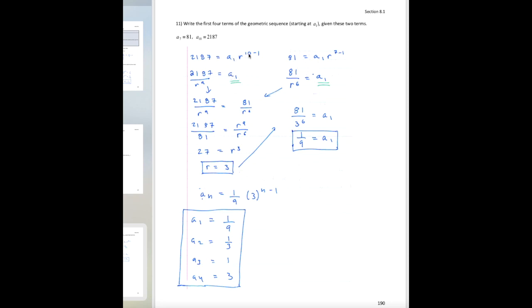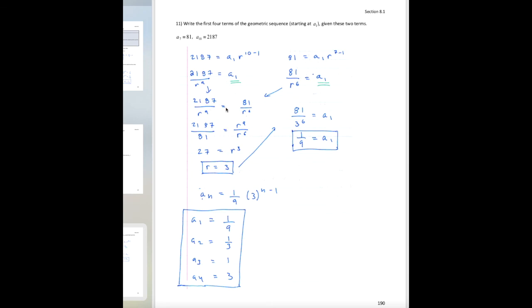So on this side, I did 10 minus 1 made 9, and then I'm dividing over r to the 9th, and that got me this equation. Here, this would be r to the 6th, dividing that over, and that got me this equation. And now since these both equal the first term, I can set them equal to each other, and then that gives me a system I can solve with a single variable, because I've eliminated a sub 1.